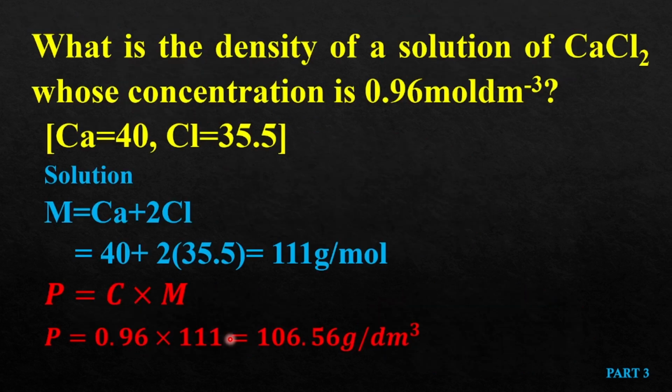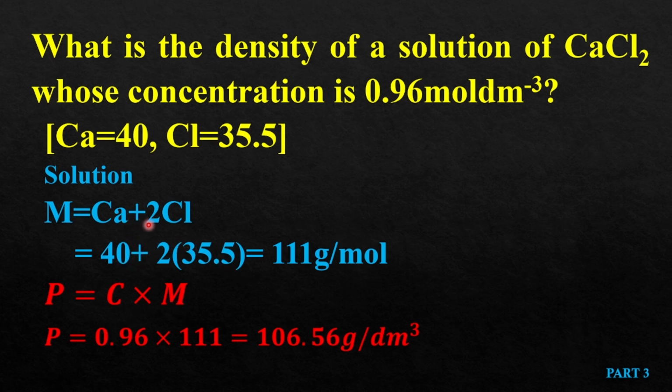Now let's look at the first question. The question reads, what is the density of a solution of CaCl2 whose concentration is 0.96 mole per dm cube? So in this question, we have concentration given to us, that is our C. From this compound here, we can also determine the molar mass. So we revisit the formula and you will see that we'll be able to use P is equal to C times M here. So P here is equal to the concentration, which is 0.96 times the molar mass.